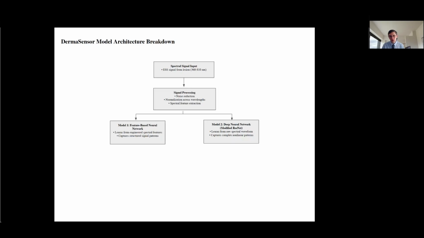So this is an example of a deep neural network, the modified ResNet. And they take these two models and they combine them together to give an ensemble prediction. And what that ensemble prediction does is that it's combined and it gives you a clinical output. The two examples that we gave before, or the two options that they have as an output, is monitor or investigate further.